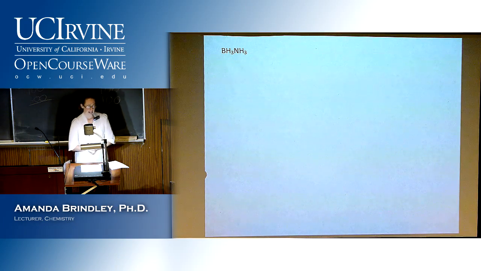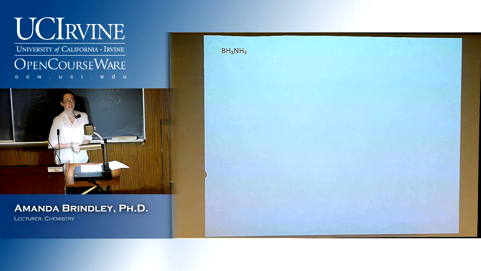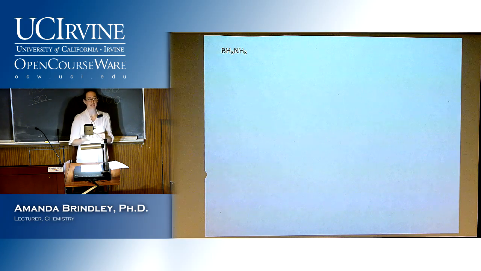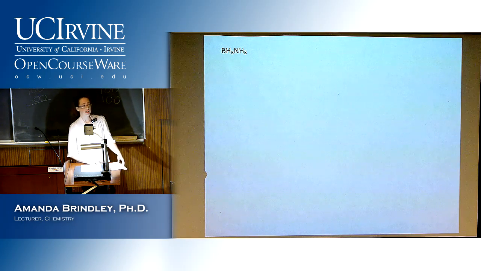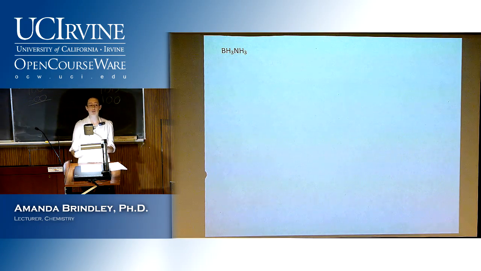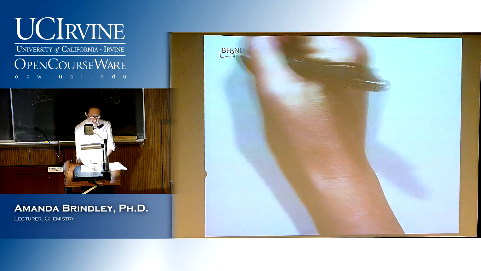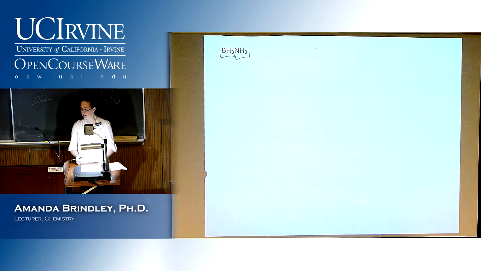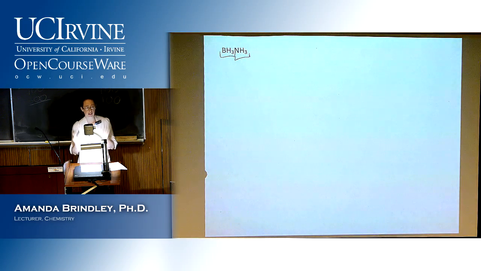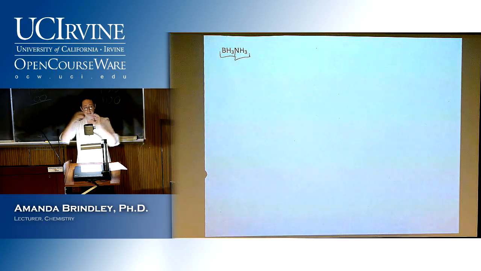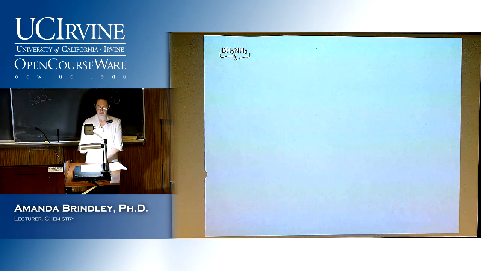Okay, now the next one. And this one gets a little complicated because now we have two central atoms. Luckily, people usually write these in a way that makes it a little bit easy to see what's going on. So you can see here that we have BH3NH3, and that's written that way on purpose, so you can sort of see that you have a BH3 group bonded to an NH3 group.